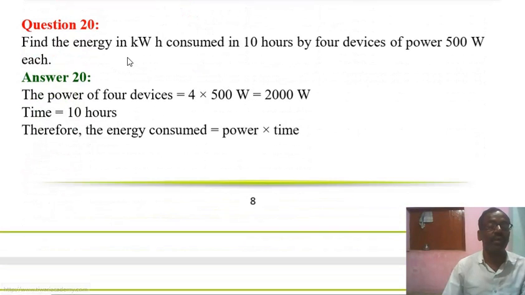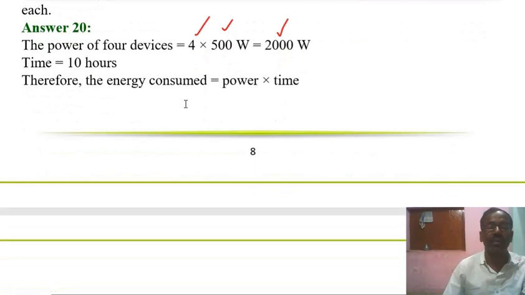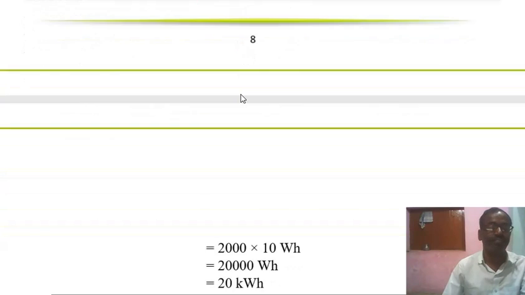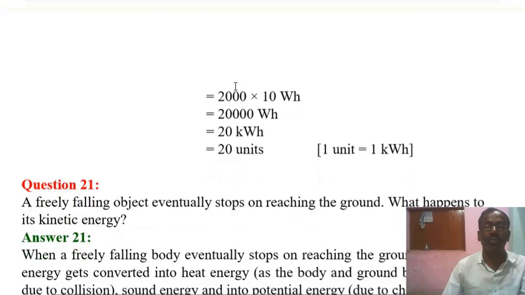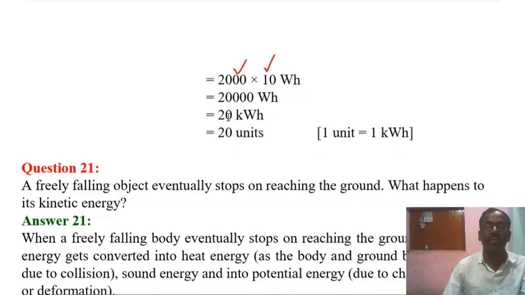Let's see question number 20. Find the energy in kilowatt hour consumed in 10 hours by 4 devices of power 500 watt each. So the number of devices is 4 and each device consumes 500 watt, so 2000 watt. Therefore the energy consumed equals power into time. So we put the value of power 2 kilowatt and time 10 hours. After the mathematical calculation we get 20 units.